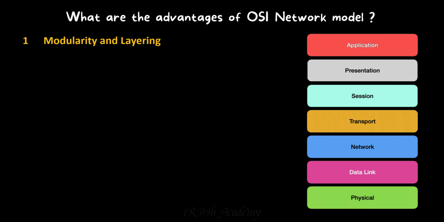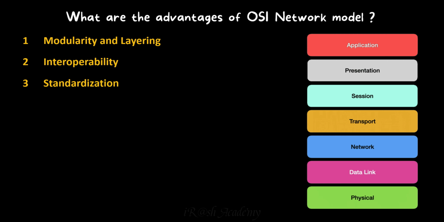Each layer has well-defined responsibilities, and changes to one layer don't necessarily affect the others, promoting modularity and ease of maintenance. Now point number 2, interoperability. So what is interoperability? The OSI model promotes interoperability by defining standard interfaces between each layer. This allows for the development of network protocols and devices independently, as long as they adhere to specific interfaces. Interoperability is crucial for the coexistence of different vendor equipment and technologies.